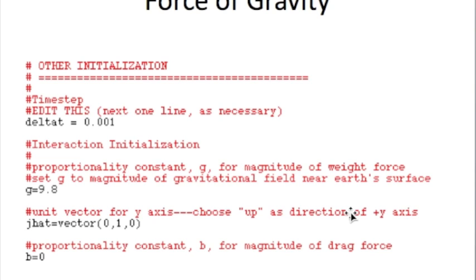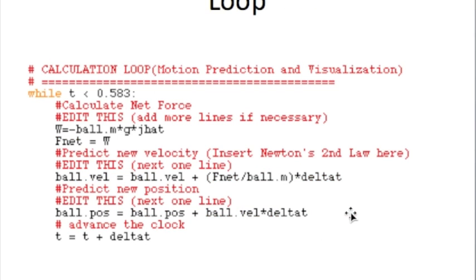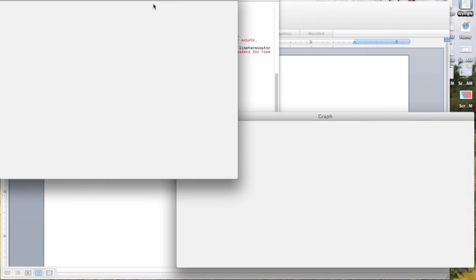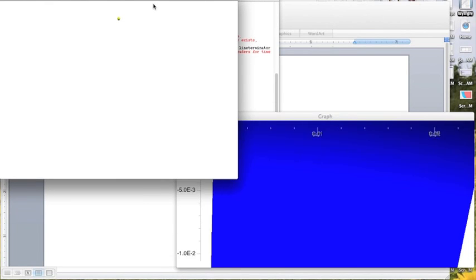These constants are used to calculate the force of gravity, weight, which is symbolized with the W and set equal to the negative mass of the ball times g times j hat. The model was run and graphed with the observed motion of the ball.